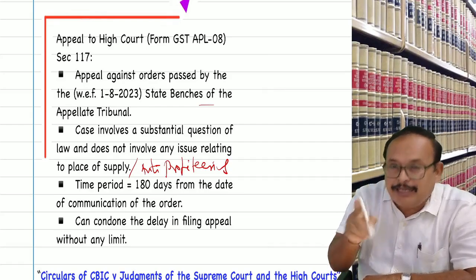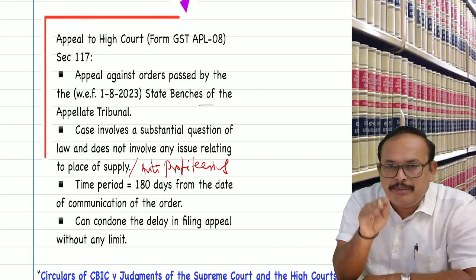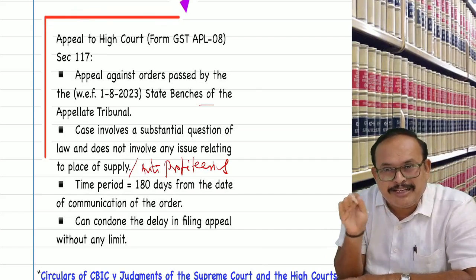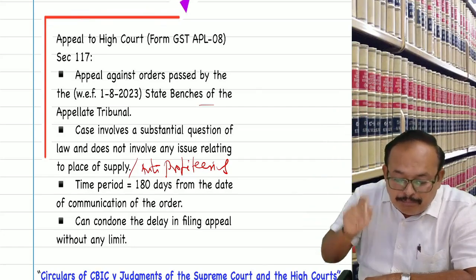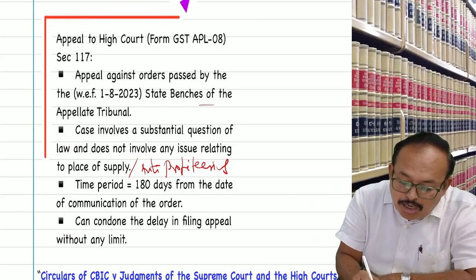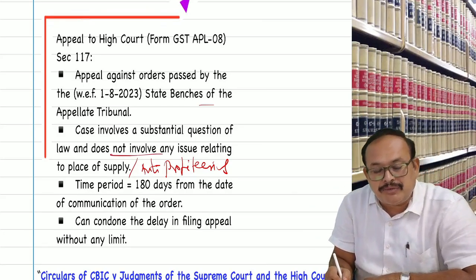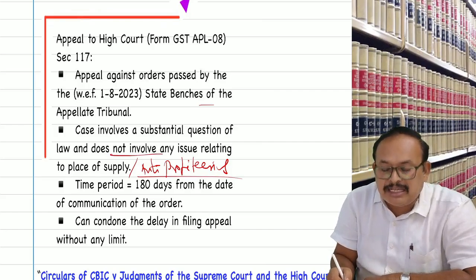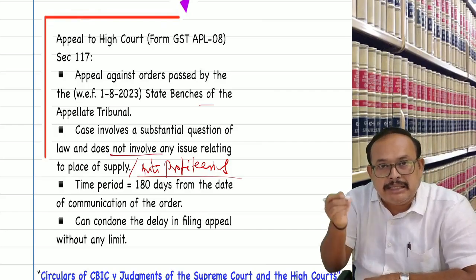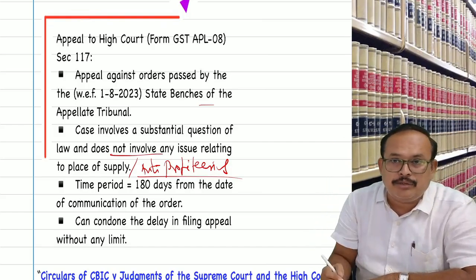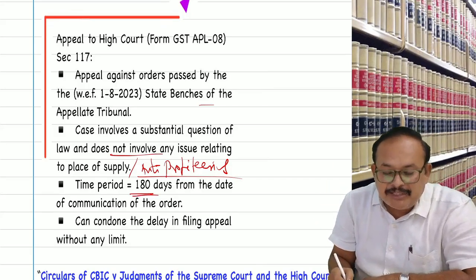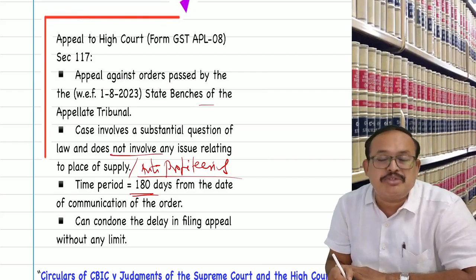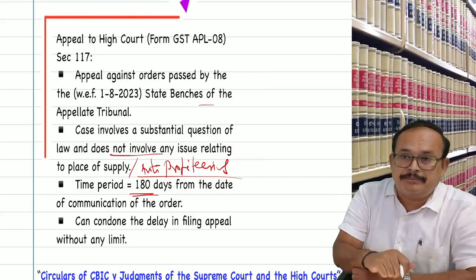Cannot go to High Court. Get my point? Principal bench or anti-profiteering disputes directly go to Supreme Court. So the matter that does not involve place of supply and does not involve anti-profiteering can only go to High Court. Time limit to go to High Court is 180 days from the date of communication of the order by the tribunal.